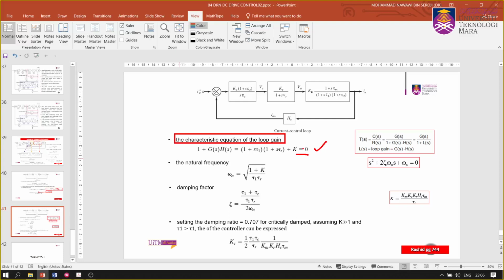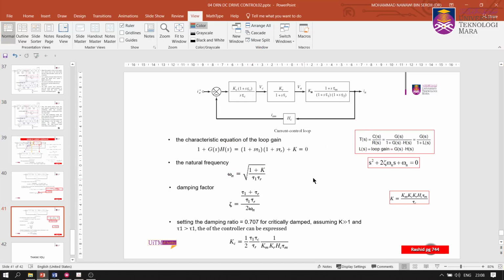While doing that, you find your omega n. I think you still remember this general equation: s squared plus 2 zeta omega n s plus omega n squared equals 0. Zeta or lambda, I'm not sure, probably zeta, yes. When you do that, you can find the natural frequency omega n, with 1 plus K divided by τ1 τr. And then we also have this damping ratio. The damping ratio will determine how damped your system is. So we have this 2 zeta omega n there.